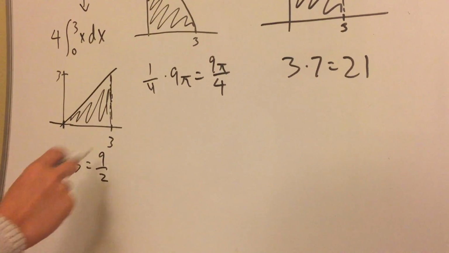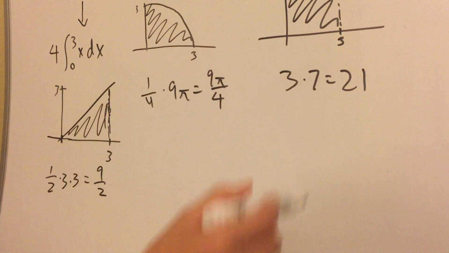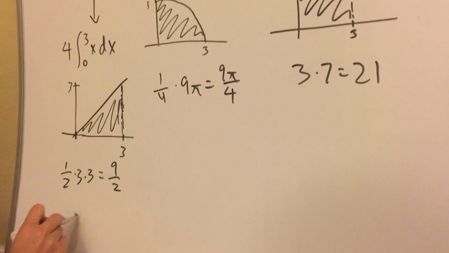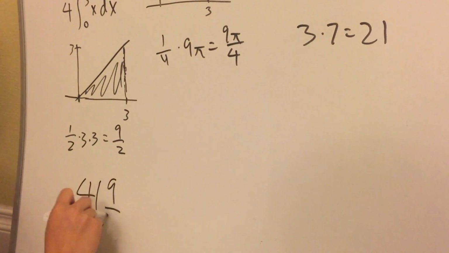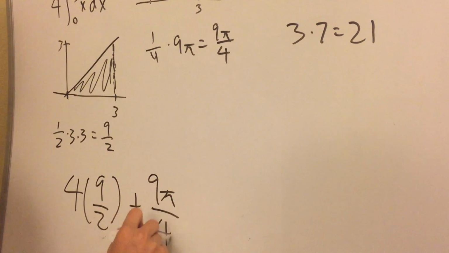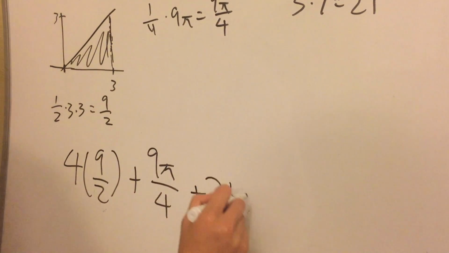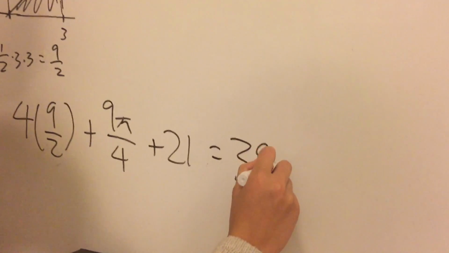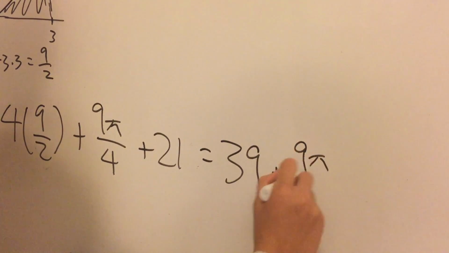Okay, so now we can add all of these values together. Remember that since for this one we found it for x, not for 4x, we need to multiply by 4. So 4 times 9 over 2, plus 9 pi over 4, plus 21, which gives us a final value of 39 plus 9 pi over 4.